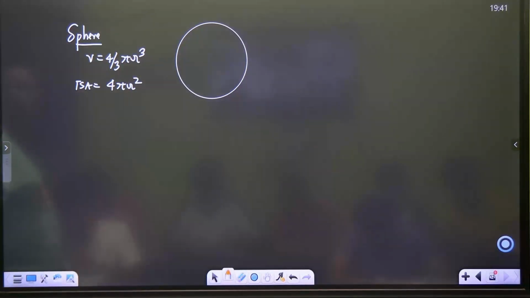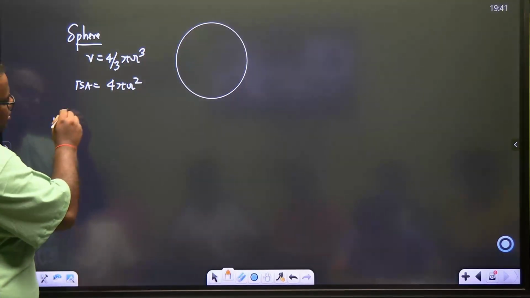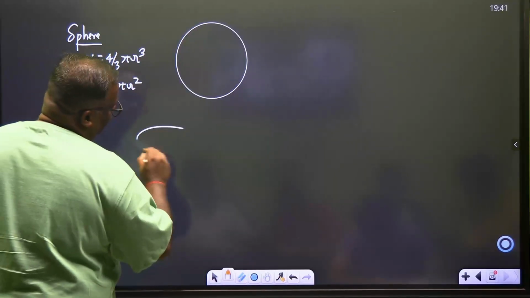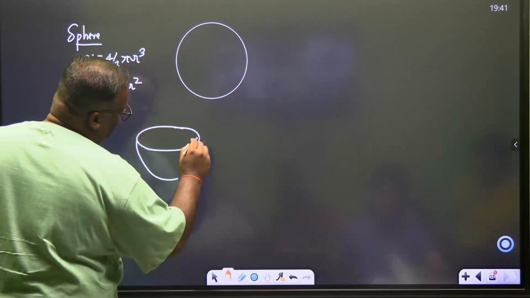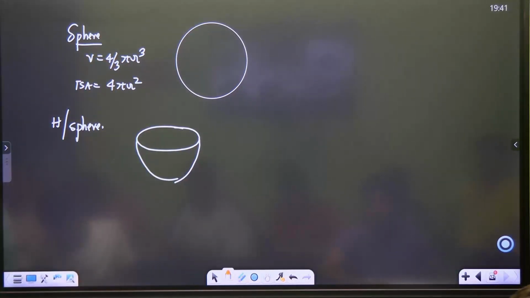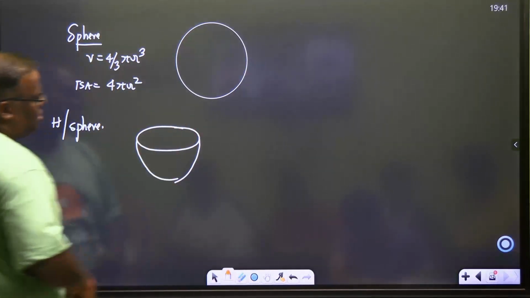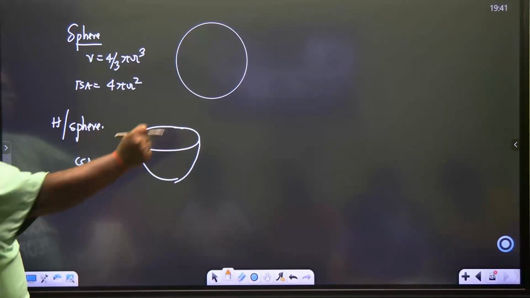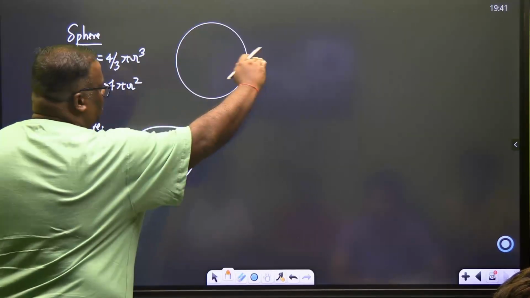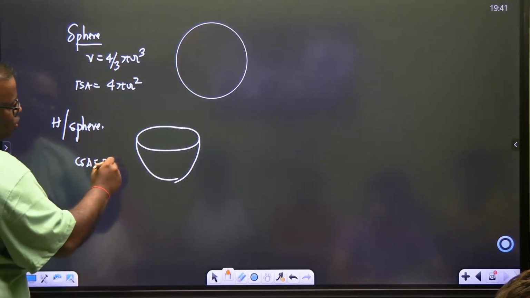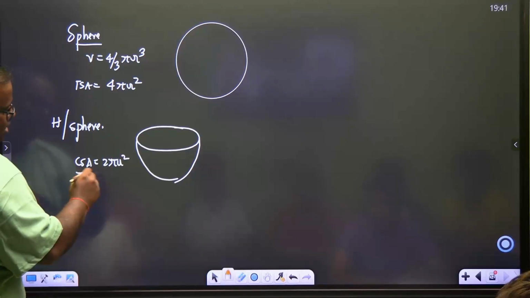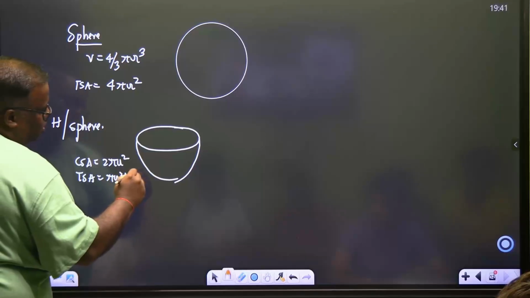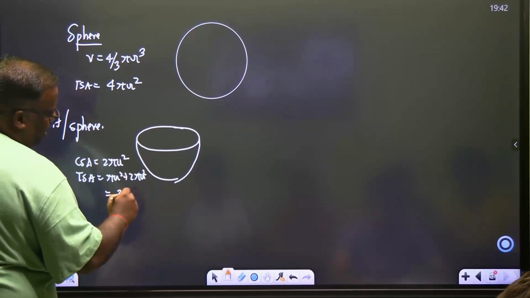Understood? Then comes the hemisphere. So the sphere has now been opened up. So now you actually see a circular face. If you see the curved surface area, see the beauty part. This was 4 pi r square. You just chopped it. So this becomes 2 pi r square. And if you see the TSA, then you have to add the bottom lid or top lid also. So it's pi r square plus 2 pi r square. So it becomes 3 pi r square.